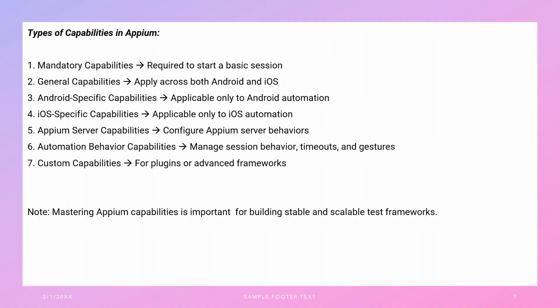All these capabilities we are going to discuss in this series. Each and every capability I will discuss: what is the use of this capability, and when we use these capabilities. Note here that mastering the APM capabilities is very important to build a stable and scalable test framework, because the capability acts like the brain of the APM server. We have a set of requirements which we want the APM server to fulfill.